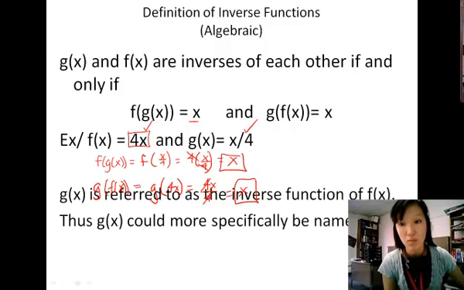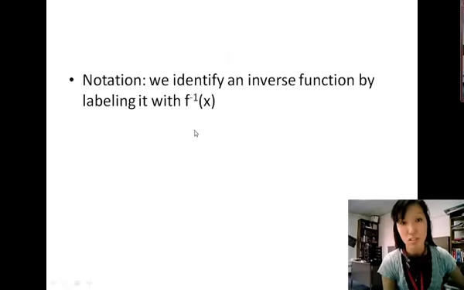So g of x is referred to as the inverse function of f of x. We label it with this notation. Instead of just saying g of x, we can specifically label it and stamp it. You know, stamping, that's what we've been doing with these equations. We're stamping it with an f to the negative 1 of x. I'm going to write it as f of x with the negative 1 as the notation, and now I can clearly see these are inverses of each other because this has been stamped as such.